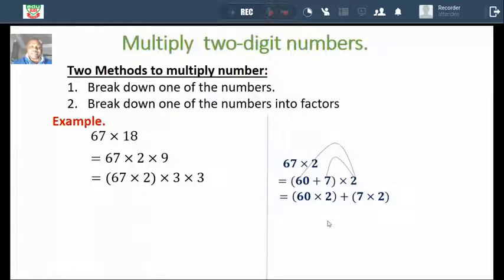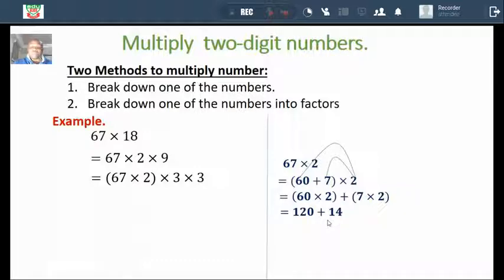60 is the same as 6 times 10. You can chop it again. 6 times 2 is 12. 12 times 10, 120. So it means 60 times 2 is 120. 7 times 2, no chopping, it's 14.